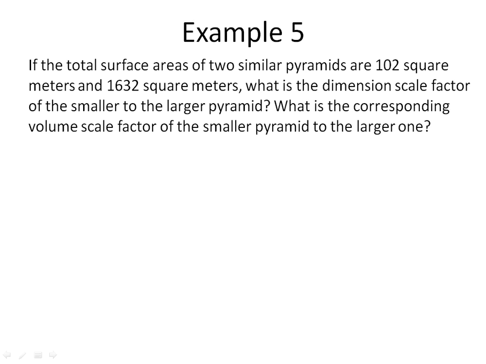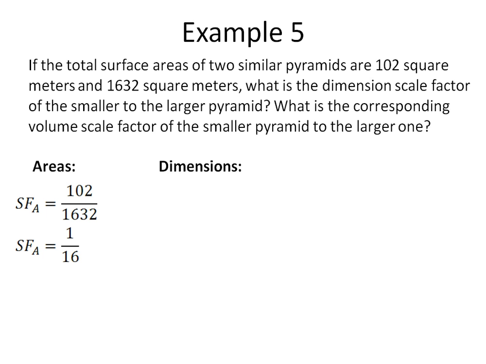Okay? So what we're going to do, since we know the areas, this means that we know the surface areas compared to each other. So we're going to look at this. So we get this for the areas, gives us the scale factor of the area is 102 to 1632. When we divide that out, we get 1 over 16. Okay, remember this is the base scale factor squared. So that means that to get the dimensions scale factor, what we have to do is take the square root of this. So 1 over 16, square root of that gives us 1 over 4. So the base scale factor is 1 over 4.